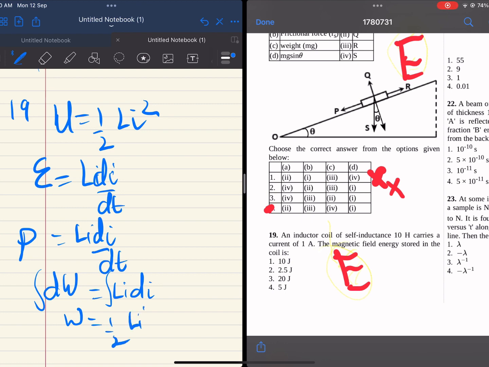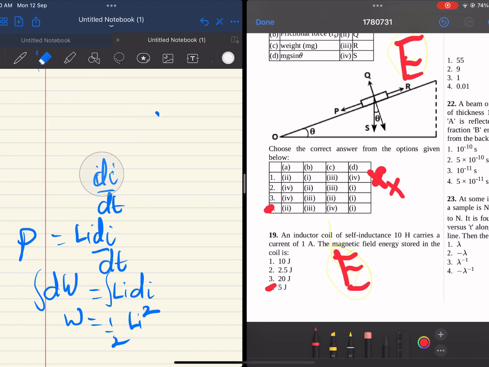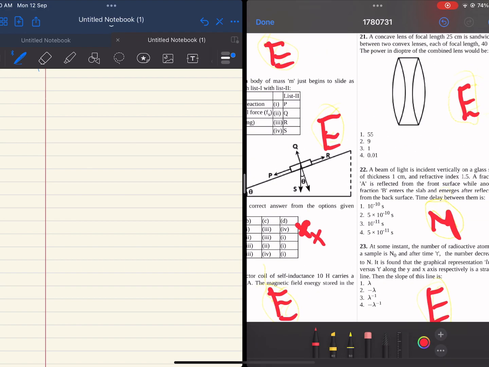Now, this is equal to the power, and power P dt is nothing but dW, because power is dW by dt. So dW is L I di. Now I just need to integrate it. I get the work done is half Li squared, which is used to make it store energy of this much, since its initial energy I assume to be 0. So half Li squared, which is half into 10 into 1 squared, so we get the answer is 4.